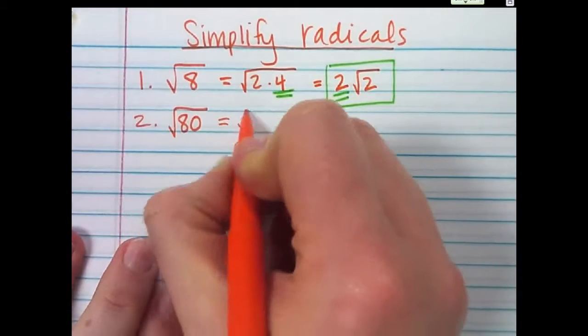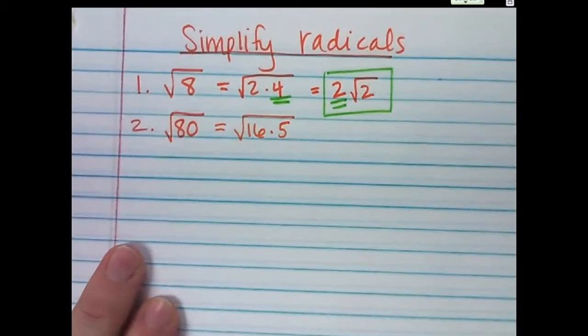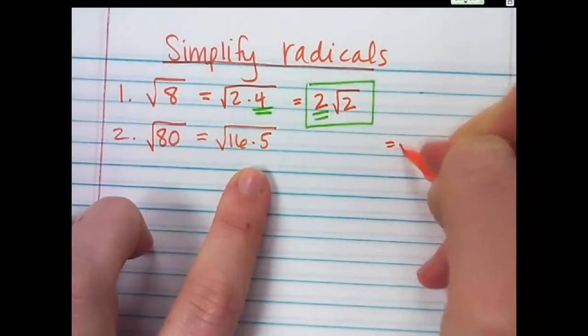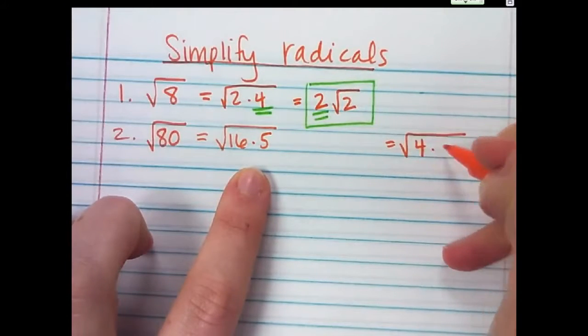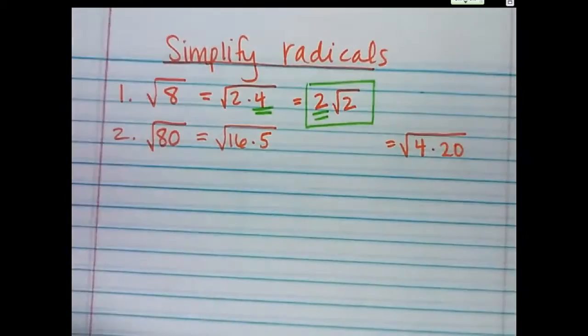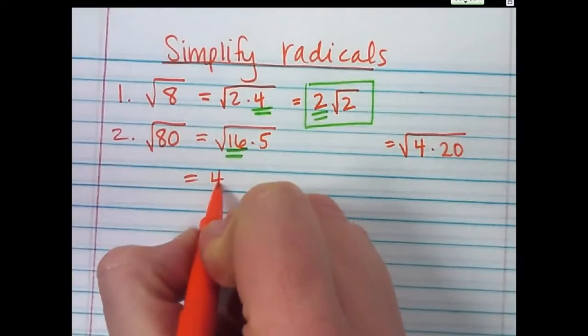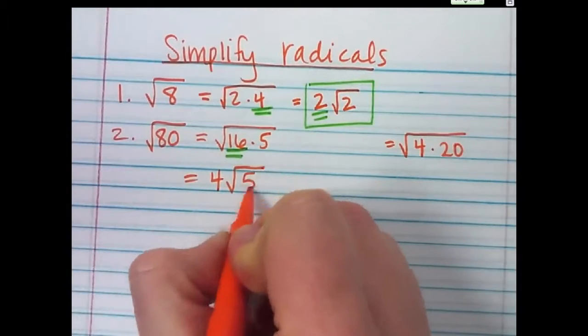Okay, I'm going to show you both ways though, because what if on the test you don't know that 16 times 5 is 80? I'm going to do it this way too, so let's say I do know 4 times 20. I'm going to do the short way first. What is the square root of 16? 4. So the 4 goes on the outside, and the 5 stays on the inside.